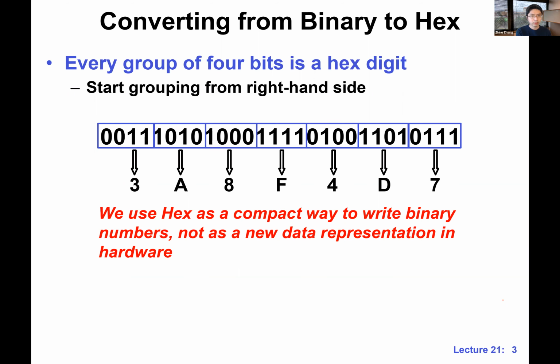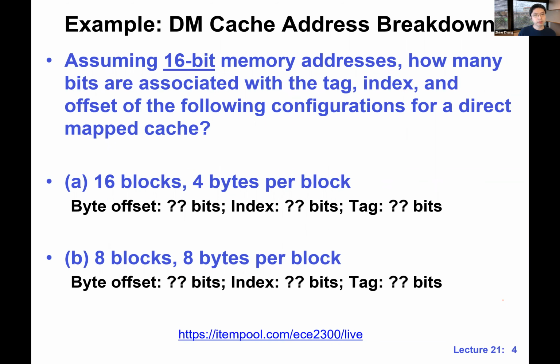If not, let's come back to cache. Last time we talked about DM. What is DM again? DM cache is shorthand for a certain type of cache. Direct map, very good, Katie. We talked about how to break down the memory address, given a certain cache configuration. We usually look at how many blocks we have and how many bytes per block. We can break the memory address down into a set of fields: tag, index, and offset.